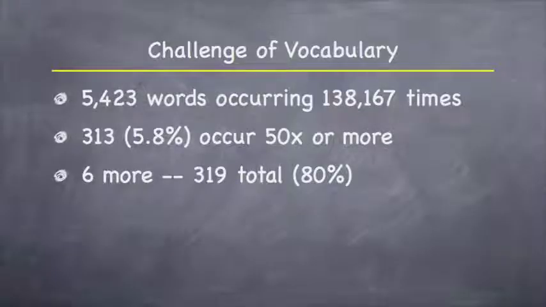Let me give you some statistics to compare against that number of 2,000. There are 5,423 words in the Greek Testament. Those 5,423 words occur 138,167 times, so over 138,000 word occurrences in the Greek Testament. Now, we're not going to learn that many words. Don't worry. If you collect all the words that occur 50 times or more in the New Testament, there's only 313 words. 313. Now compare that to the 2,000.